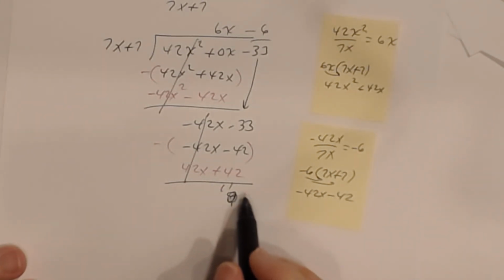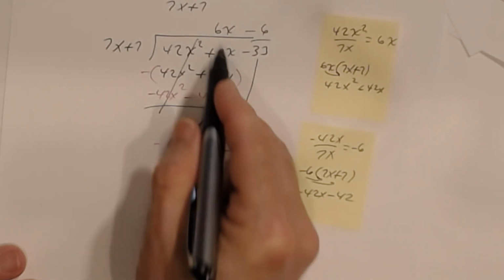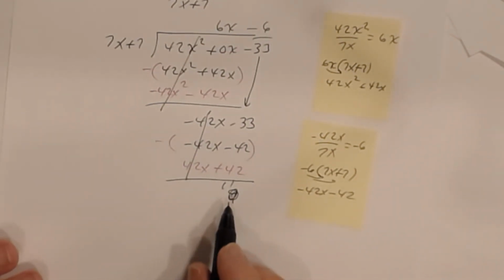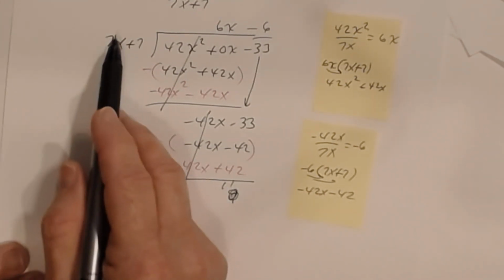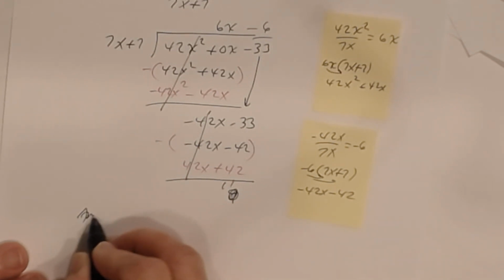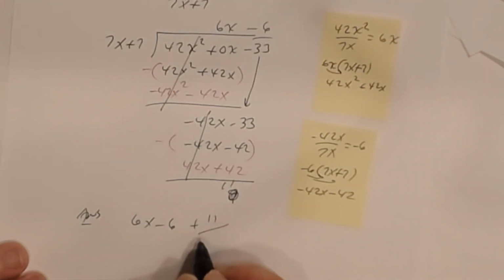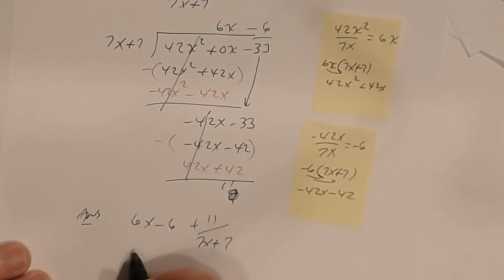All right, so you're going to say 11 divided by, so let's see, that's going to be 6x. Oh, and then you stop there, right? You stop there because the degree here is 0, the degree here is 1. So the answer is going to be 6x minus 6 plus 11 divided by 7x plus 7. All right, so that's the answer there.